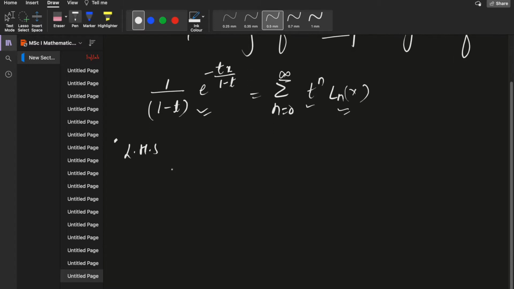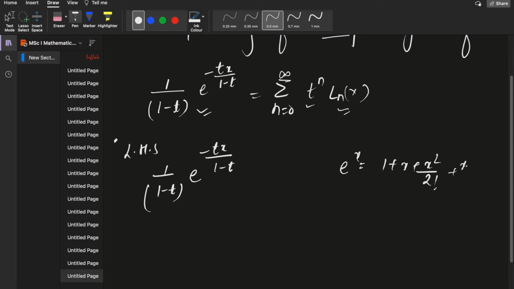So our LHS is 1 upon 1 minus t, e to the power minus tx upon 1 minus t. Now this is e to the power something. We know e to the power x is 1 plus x plus x square upon factorial 2 plus x cube upon factorial 3 and so on. So I can write e to the power x in summation form as summation r tends to 0 to infinity x to the power r upon factorial r.